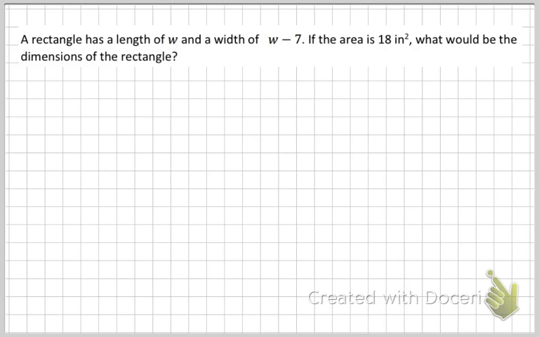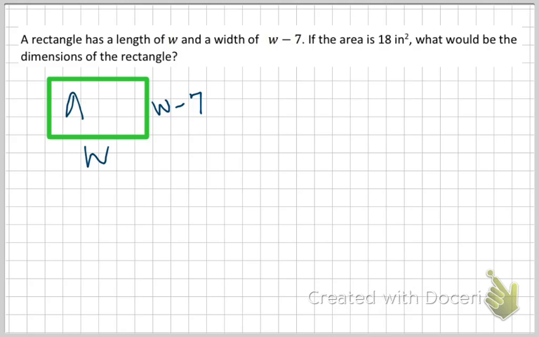Okay, and we come to our last problem. Here we have a problem that says a rectangle has a length of w and a width of w minus 7. So I'm going to draw a rectangle. The length is w and the width is w minus 7. The area is 18, so the area is 18 inches squared. What would be the dimensions of the rectangle?